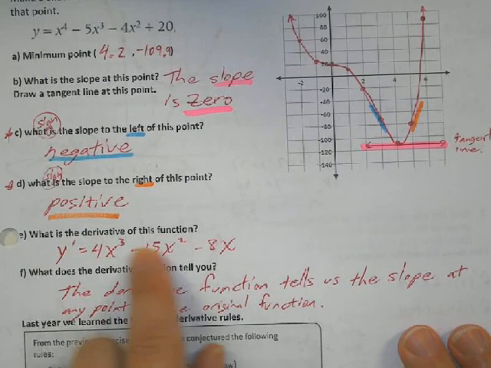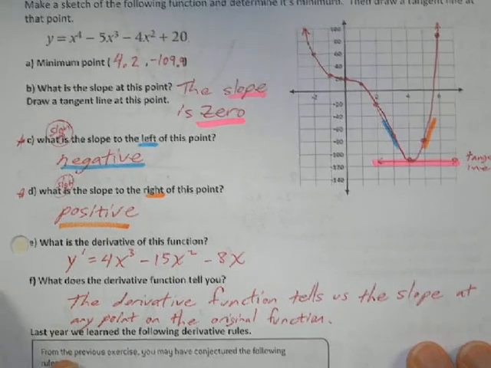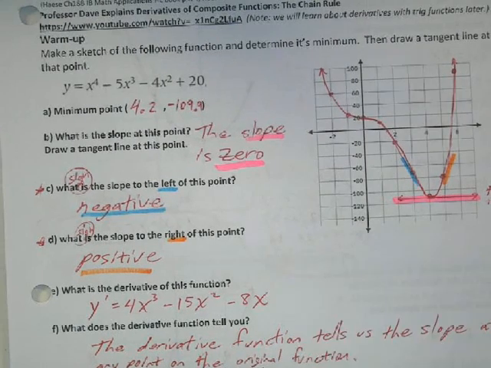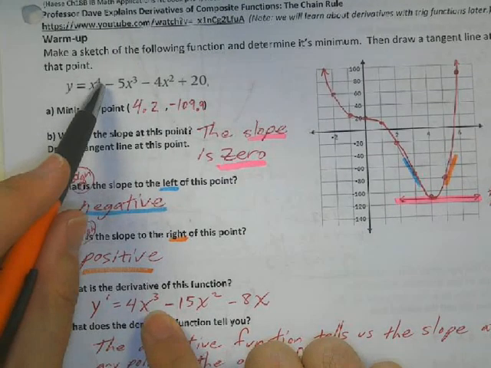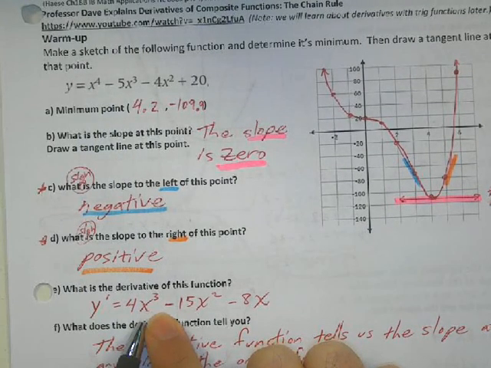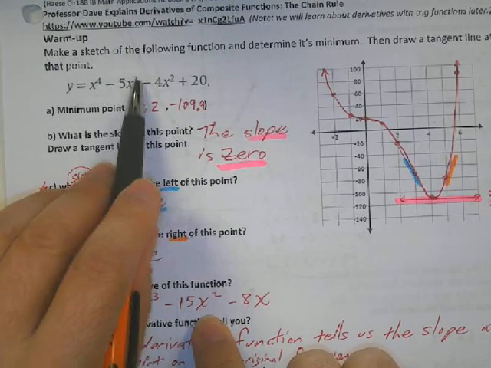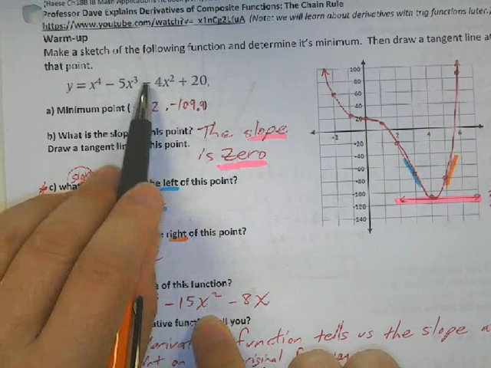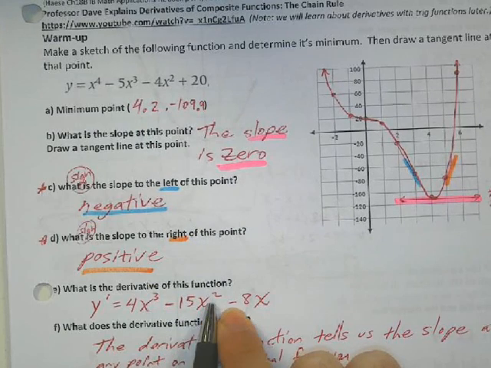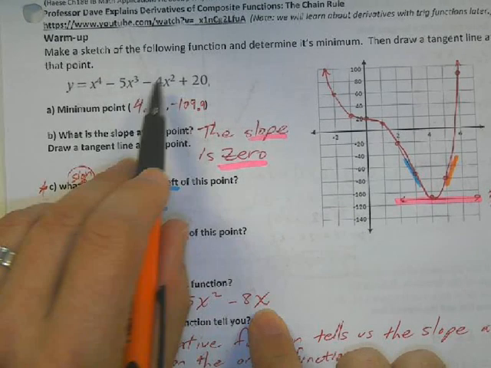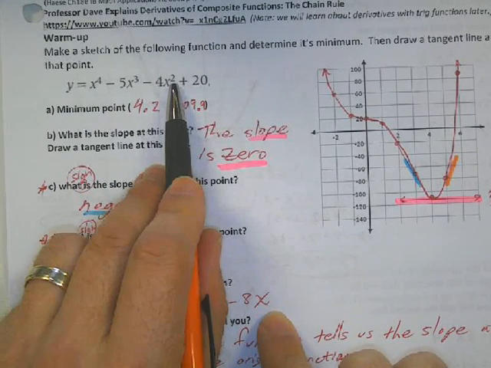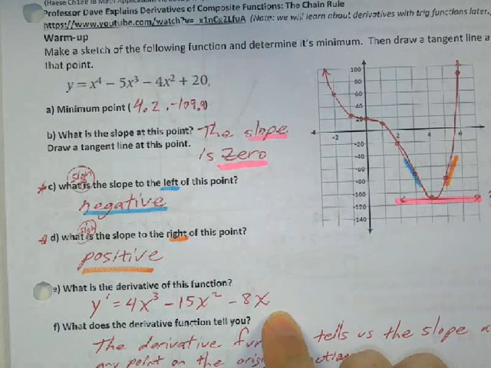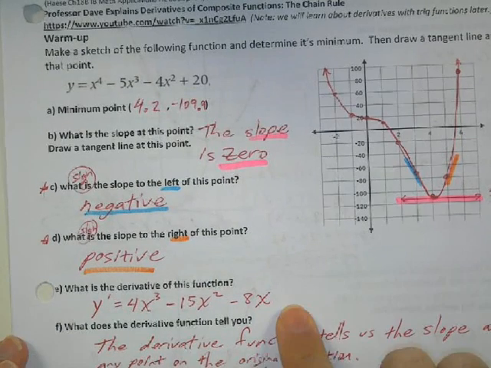So what is the derivative of the function? From last year, we learned how to do the power law, which basically says this power here, x to the 4th, comes to the front and then decreases by 1. So we have 4x cubed. This 3 comes to the front and gets multiplied by the 5, so 3 times 5 is 15, and this power decreases by 1. For 4x squared, the 2 gets multiplied by the 4, and the power decreases by 1, so it's just x. And for this 20, the derivative of a constant number is 0. So there is our derivative.